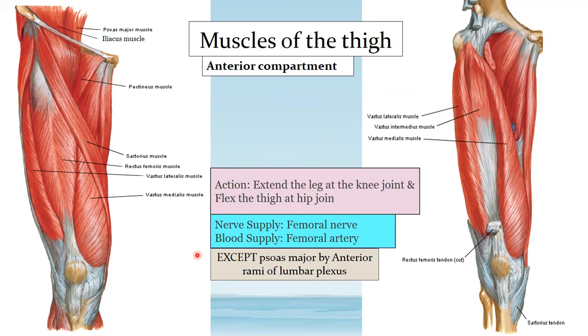The action of this group of muscles is to extend the leg at knee joint and flex the thigh at hip joint. They're supplied by the femoral nerve and artery. So the anterior compartment is supplied by femoral nerve and femoral artery, except for the psoas major up here, which is supplied by the anterior line of the lumbar plexus.